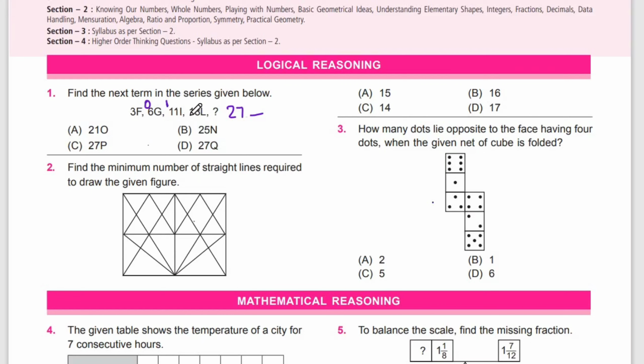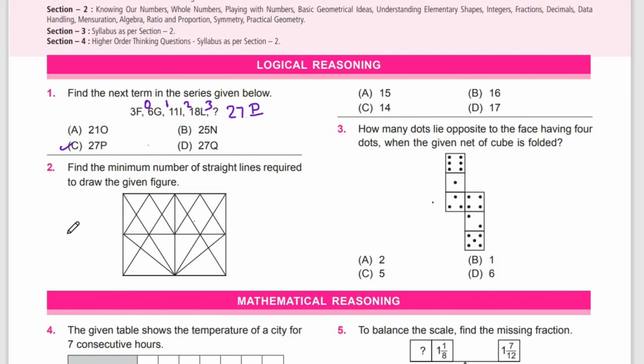Then from I, they have jumped to L. How much has been jumped? 2 alphabets have been jumped, J and K, then it is L. Then what do you see? 0, 1, 2 is the pattern. Now there should be a jump of 3. After L, M, N and O we have to jump. Then it should be a P. So it is 27P. Our answer is the C option, which is 27P. Did you get it? First we always solve the number and then we solve the alphabet, which is very easy. So the first question, I think it is clear.